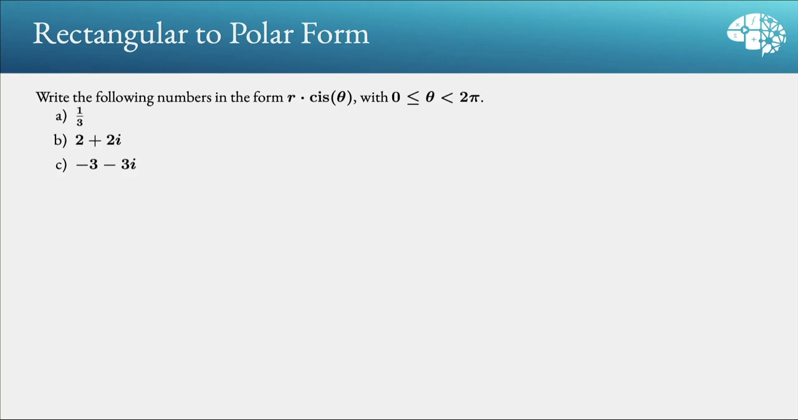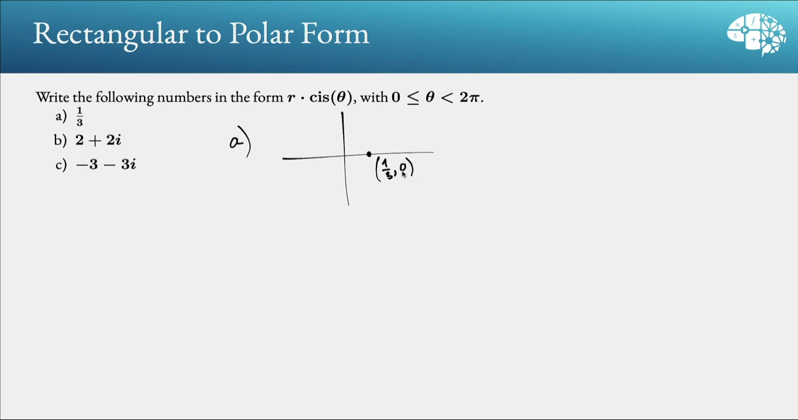To convert from this rectangular form to our polar form, we're going to start by just sketching. So we'll start with part A. So 1/3, if we draw this in the complex plane, is just a point here on the horizontal axis. That is, of course, 1/3, 0, or 1/3 plus 0i.